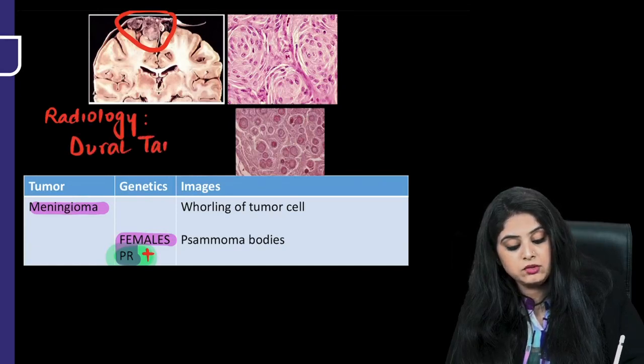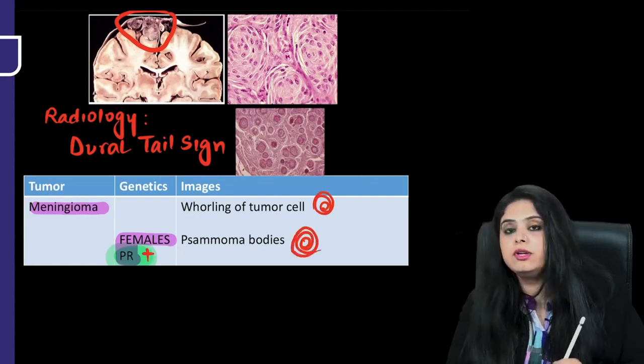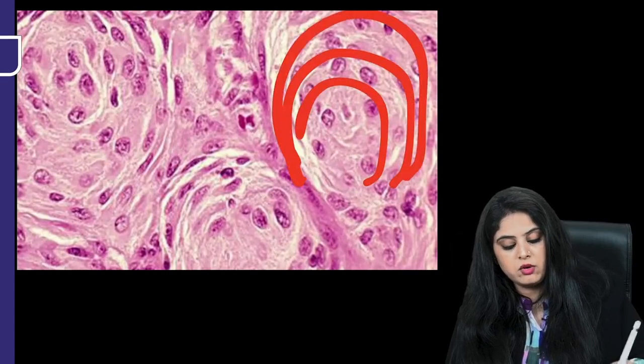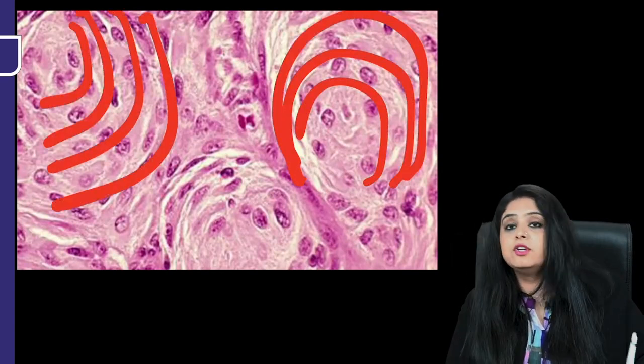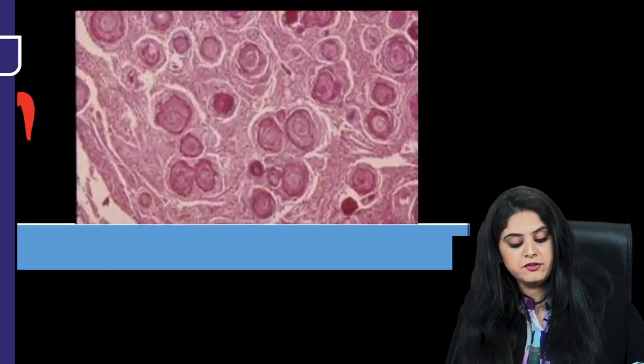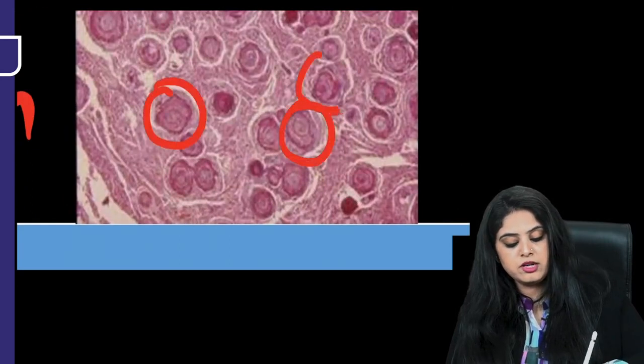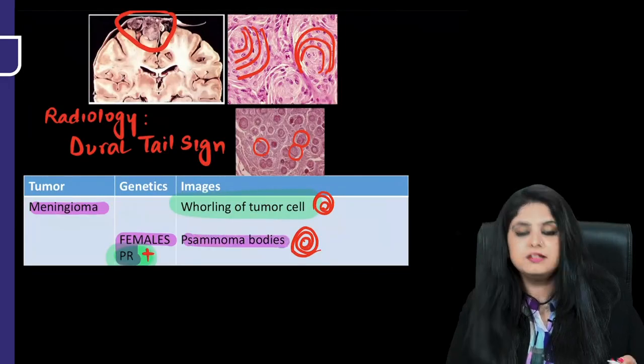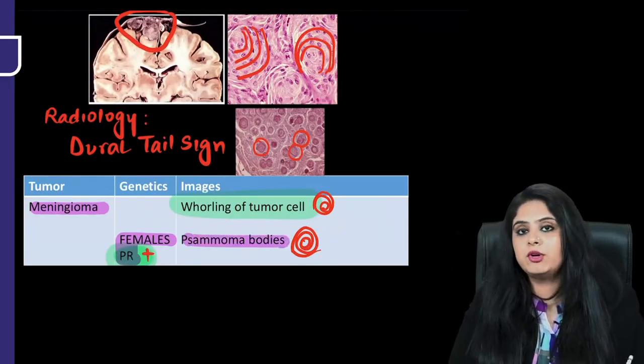Now, what do you see microscopically? In pathology, I say everything is going round. The cells are also going round and round. See, the cells are arranged in a round manner like this. This is known as whirling of the tumor cells. Further, if you look, calcium is also arranged round and round. So, everything going round and round. Whirling of the tumor cells is seen, and the famous round calcium psammoma bodies are seen. These are features of meningioma.